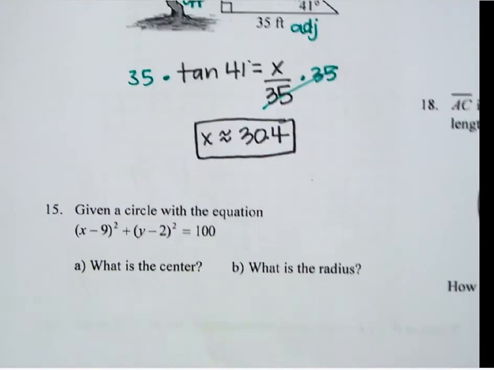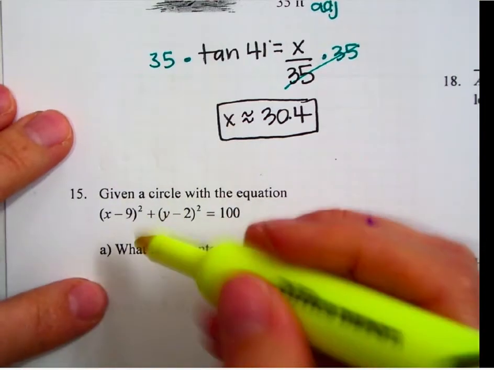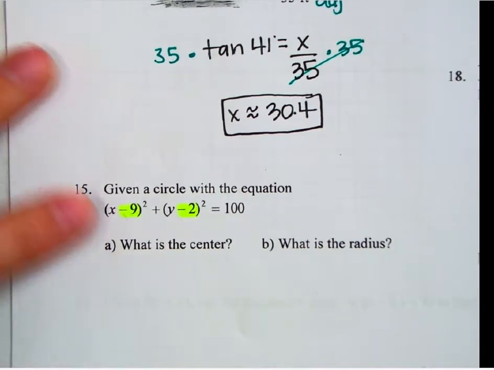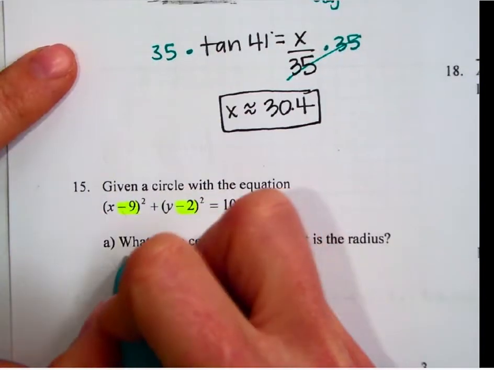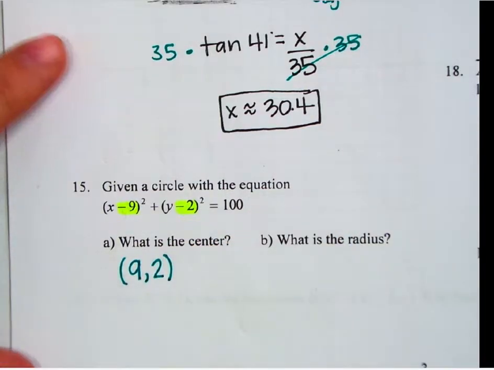In number 15, we're given this circle equation. We are going to determine the center and the radius. So we know that the center comes from inside of the parentheses with x and y. We just need to remember to change the signs of the numbers. So 9, 2 is the center.